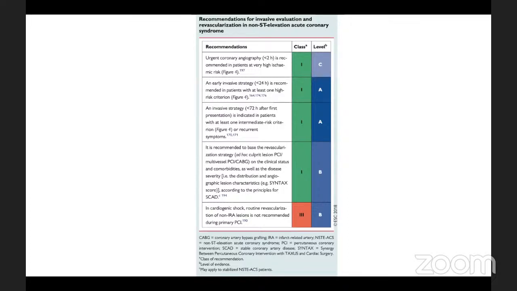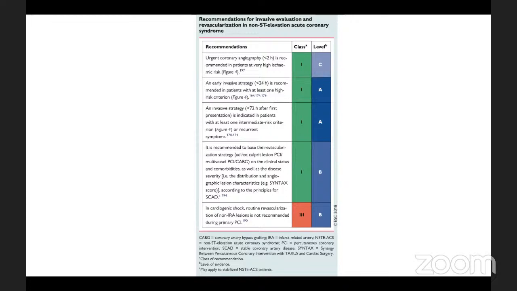So urgent coronary angiography less than 2 hours is recommended in patients with very high ischemic risk. An early invasive strategy, less than 24 hours, is recommended in patients with at least one high-risk criterion. An invasive strategy less than 72 hours after first presentation is indicated in patients with at least one intermediate-risk criterion or recurrent symptoms.